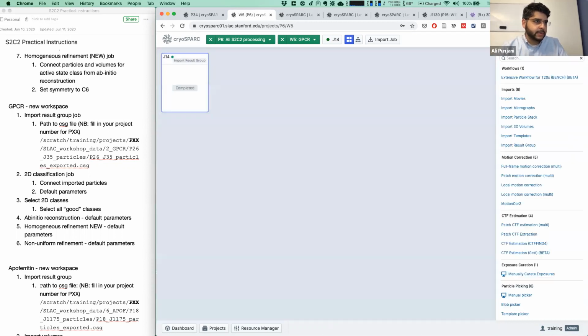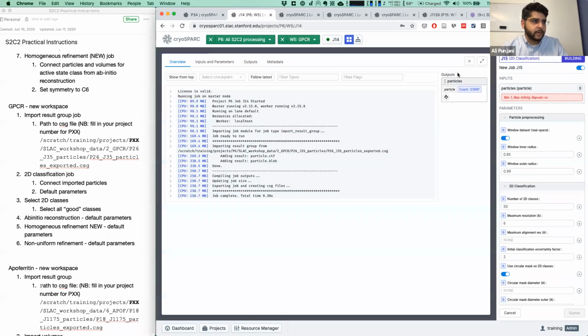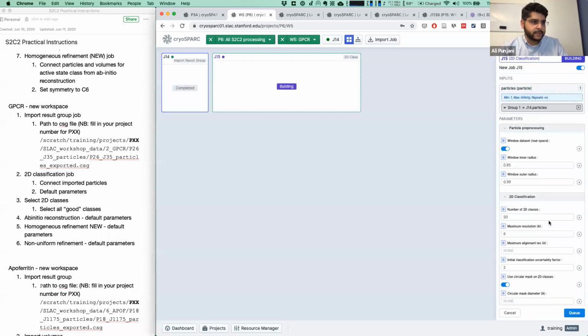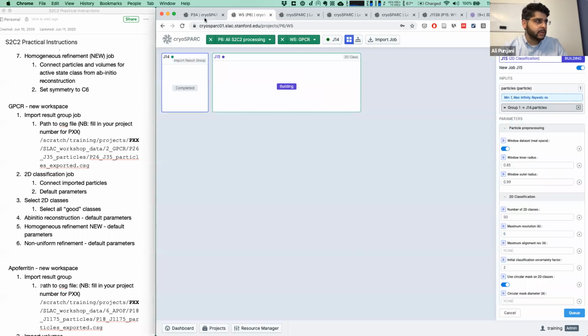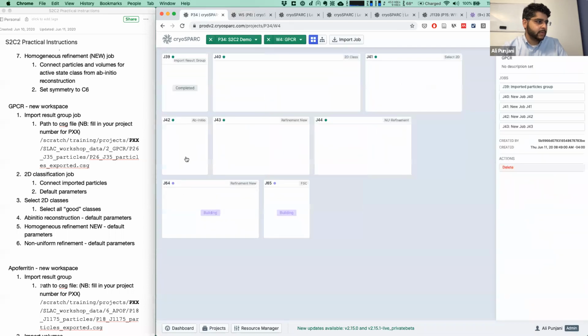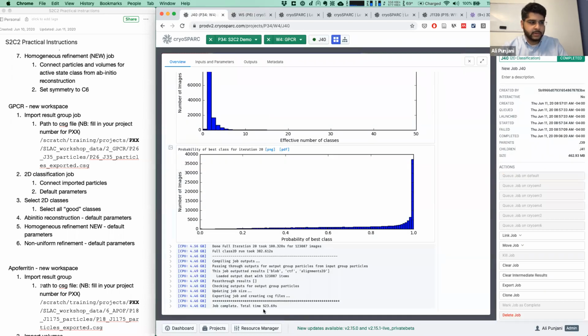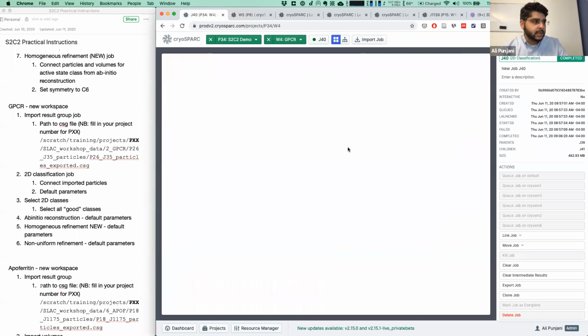The next thing we're going to do is create a 2D classification job, taking all of our particles, 123,000, and plopping them into our 2D classification. We'll just run that with default parameters, and you can go ahead and launch that. I'll switch over to my own instance where I've already done so. This 2D classification, in my case, took under 10 minutes. So we'll just let this run behind the scenes, and we'll come back to select some good classes.